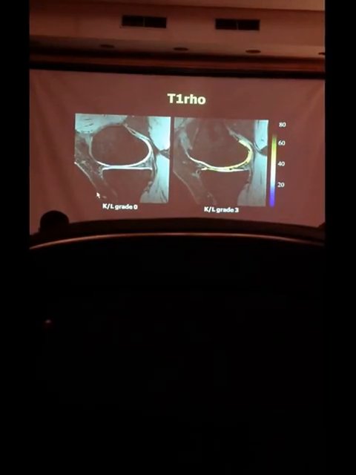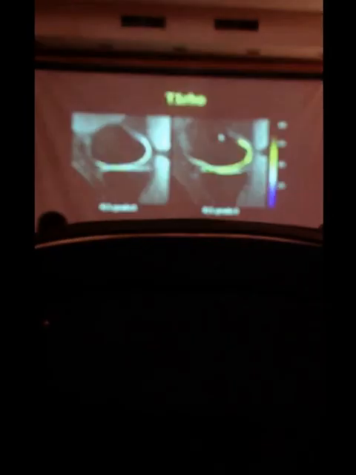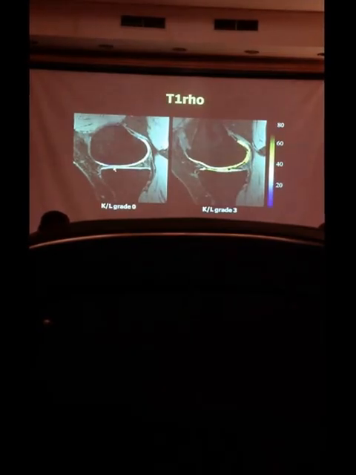I'll show you an example. This is a knee without osteoarthritis on your left, and this is a knee with osteoarthritis on your right. You see the colors are completely different. T1 rho values are completely different. They are much higher along the medial femoral condyle, as you can see here in the color map, compared to this knee.